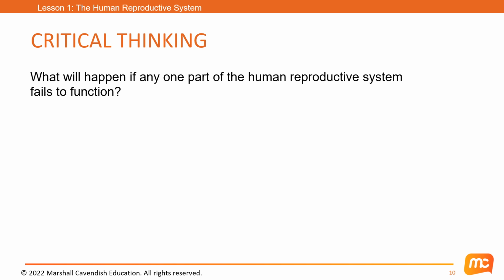What will happen is that the eggs will not be released and the female will be unable to produce offspring. On the other hand, for the male, the sperm will not be produced and he will be unable to produce offspring too. So what will happen if any one part of the human reproductive system fails to function? That means the male or female will be unable to produce offspring.